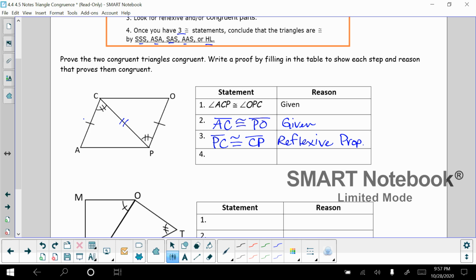Now let's look at the pattern here. Side, angle, side, side, angle, and side. So we know the reason's going to be side, angle, side. Now we just have to put the triangles in corresponding order. Okay, so over here on the left, I'll do ACP. ACP is congruent to triangle... So look at the pattern how I went. Make sure it's in corresponding order. From A over here, one side to the 2 tick mark angle, and then the inside. So that's going to be OPC. Okay, so that's how you do a proof.